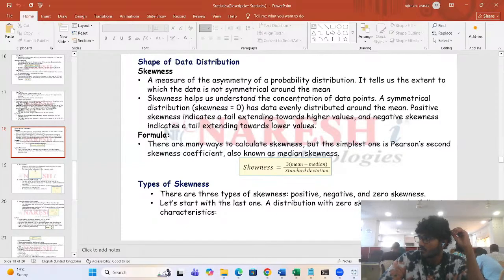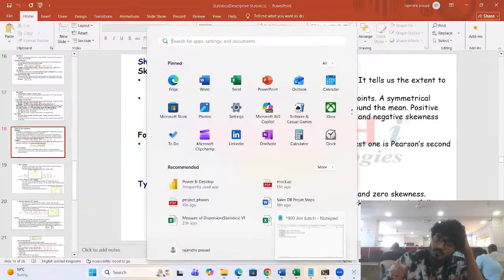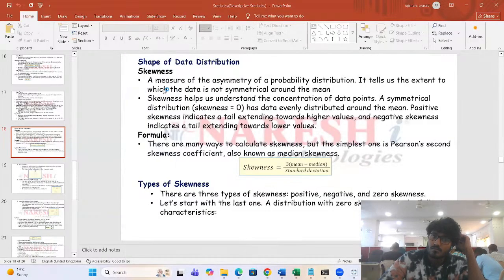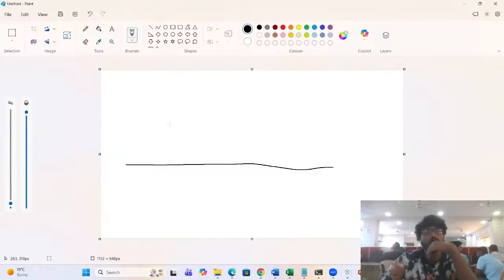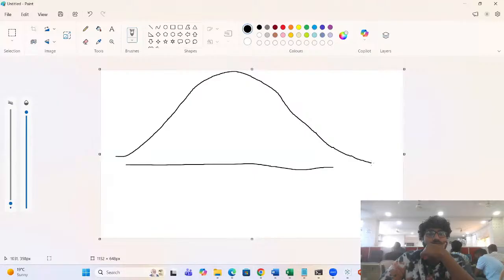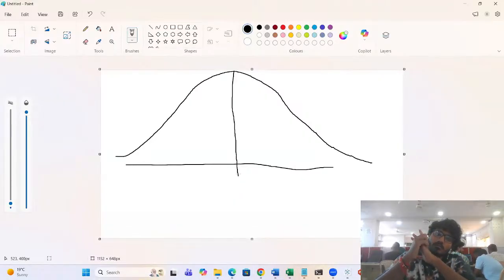Then by using the shape of your distribution, whenever you plot your data, if you wanted to check whether the data is normally distributed or not, how can you say that? See, for example, if you draw a distribution plot, if the distribution is perfectly a bell-shaped curve, the central point is nothing but the arithmetic mean, the average. So I want to see whether the remaining data points are equally distributed towards the right side of the mean and the left side of the mean.